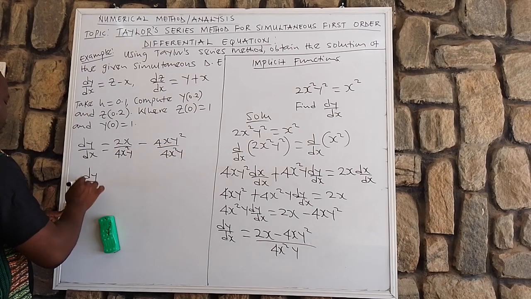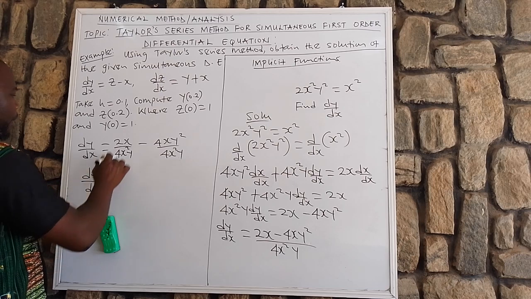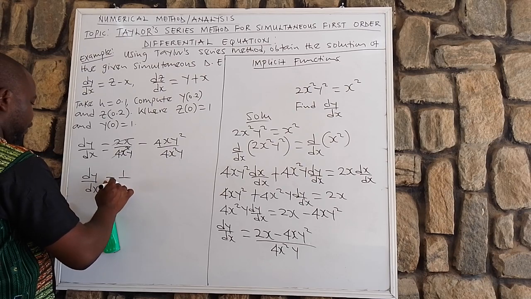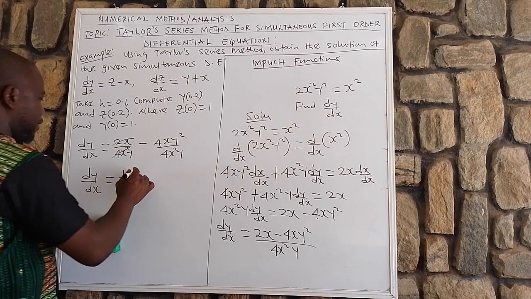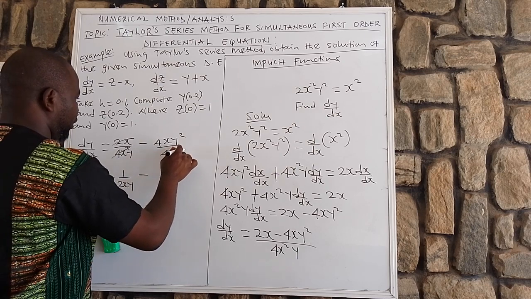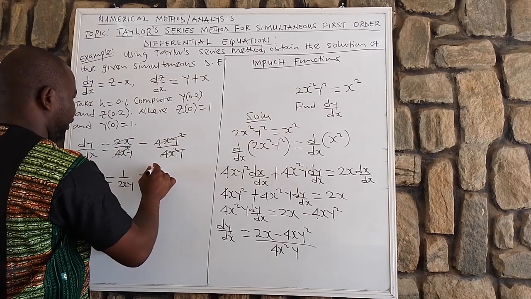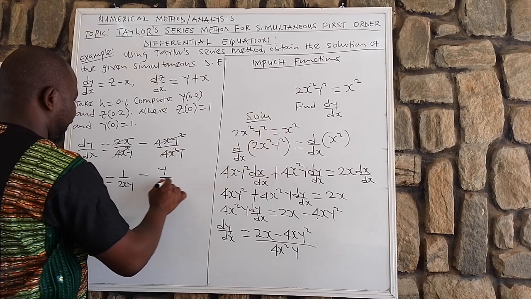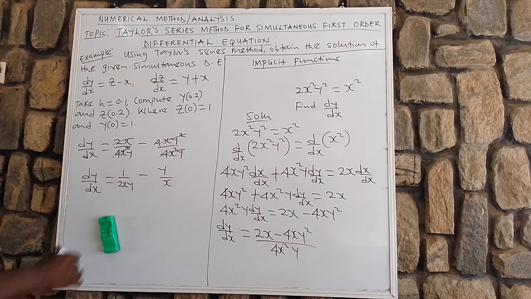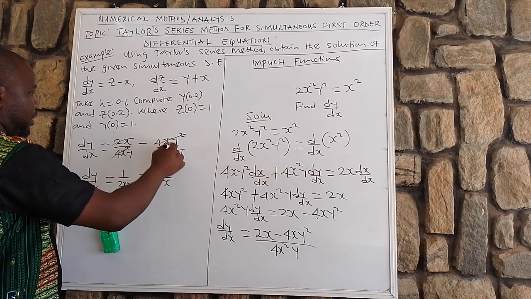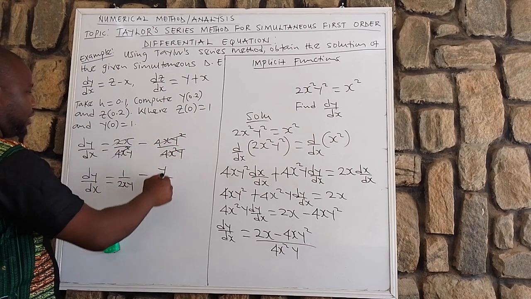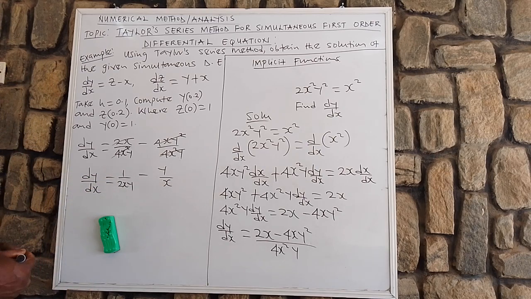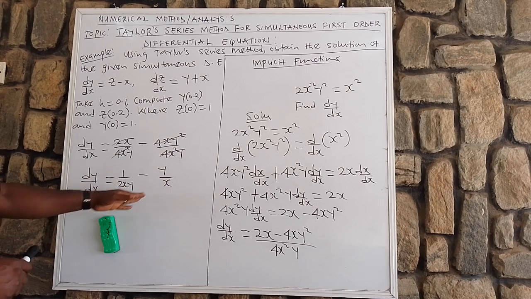So our dy all over dx is equals to this, we are going to have 1 all over 2xy, isn't it? Minus, this to this, we will have y all over x. I think this is the final answer, because this cancels this, this cancels this, then this cancels this. This is what we are going to have. I think this is the final answer. So this is how to differentiate an implicit function.